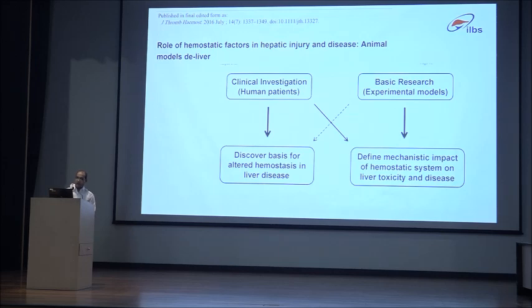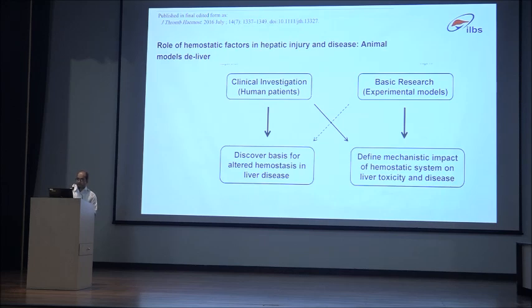So overall, clinical investigation discovered the basic altered hemostasis in liver disease, but basic researchers identified that there is a mechanistic link: the hemostatic system, that is the primary hemostatic system, can cause liver toxicity and progression of the disease.